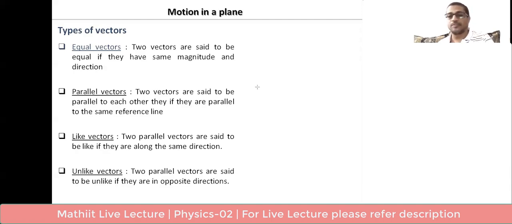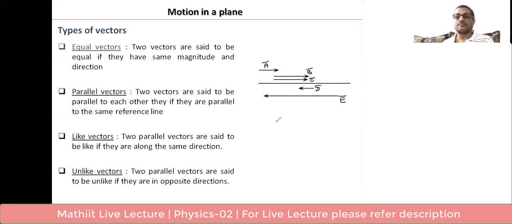Now, let us look at an example of all this. Suppose this is the reference line, and I'll draw a few vectors. This is A, this is B, and this one is C, this is D, this is E. Suppose you have so many vectors. This is A bar, this is B bar, this is C bar, D bar, and E bar. Out of all these vectors, which vectors are parallel to each other? All are parallel to each other. Got it?